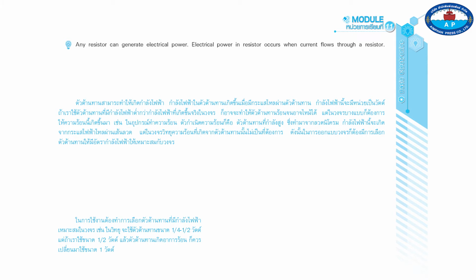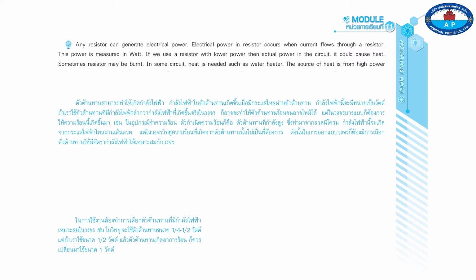Any resistor can generate electrical power. Electrical power in a resistor occurs when current flows through it. This power is measured in watt. If we use a resistor with lower power than the actual power in the circuit, it could cause heat. Sometimes the resistor may be burnt.